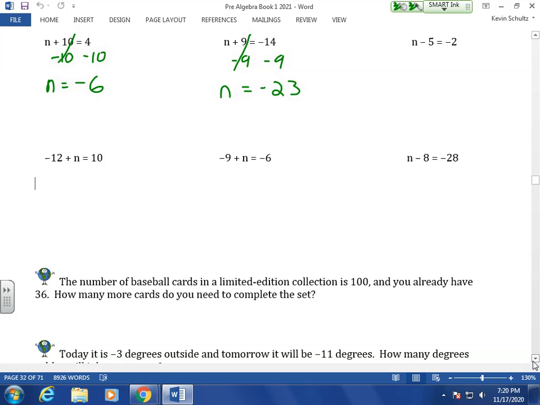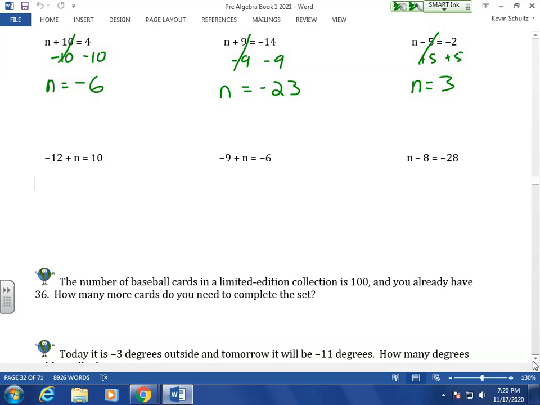Then the last one in this row, n minus 5 equals negative 2. The opposite of a negative 5 is a positive 5, or the opposite of subtracting 5 is adding 5. Negative 5 plus 5 is 0. Negative 2 plus 5 is positive 3. Positive 3. And of course, checking these, if I plug 3 back in, 3 minus 5 does equal negative 2. Negative 23 plus 9 does equal negative 14. They all check out.